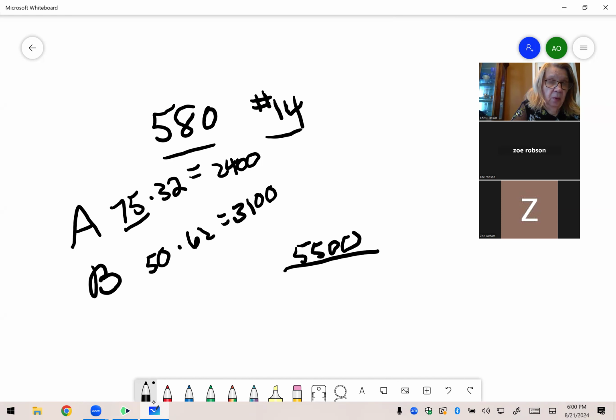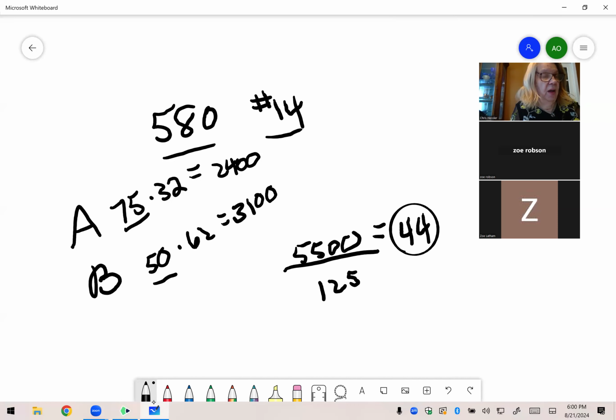Divide by the number of buildings I have, because C puts it all together. And that should be 44. Okay, Zoe Latham, you're okay with that one, right? Yeah. And Zoe Robson? Yeah. They can't make a statistics problem that would confuse you right now, so let's go back to the packet.